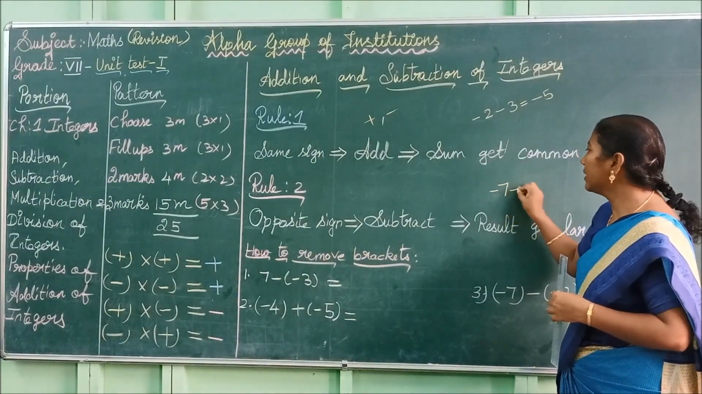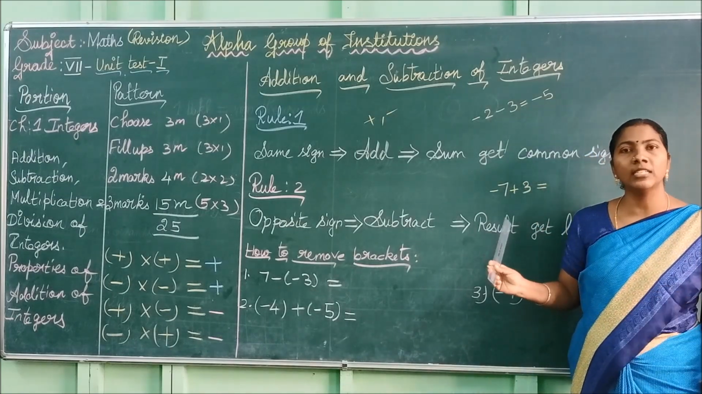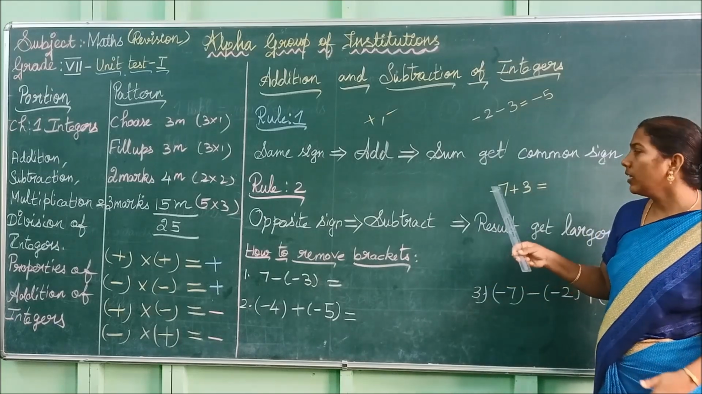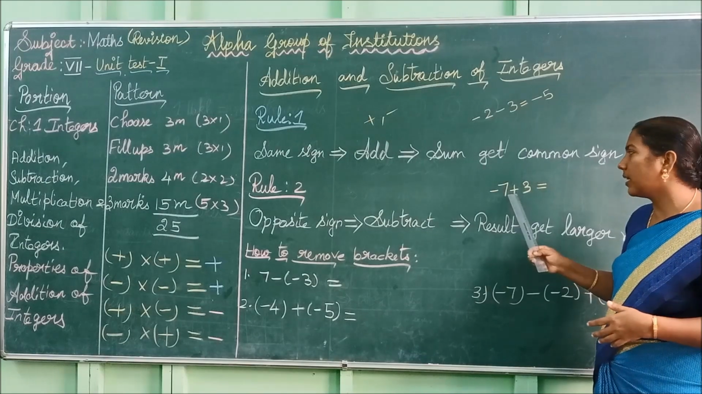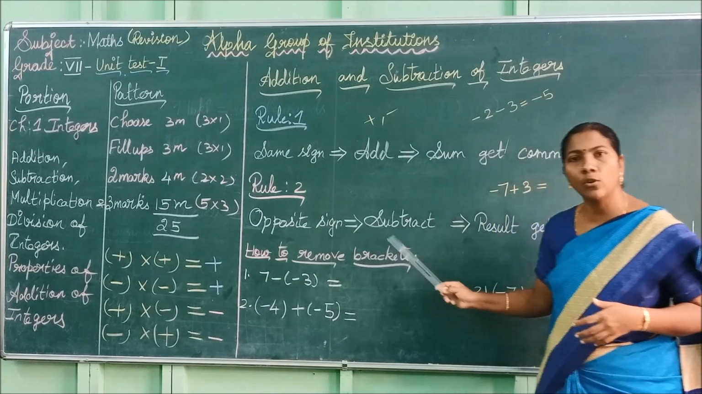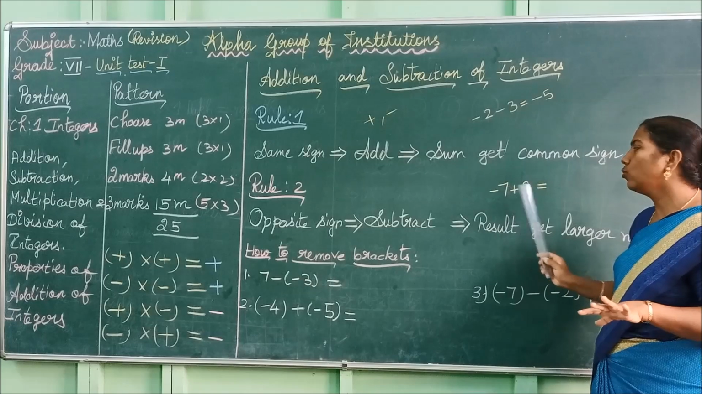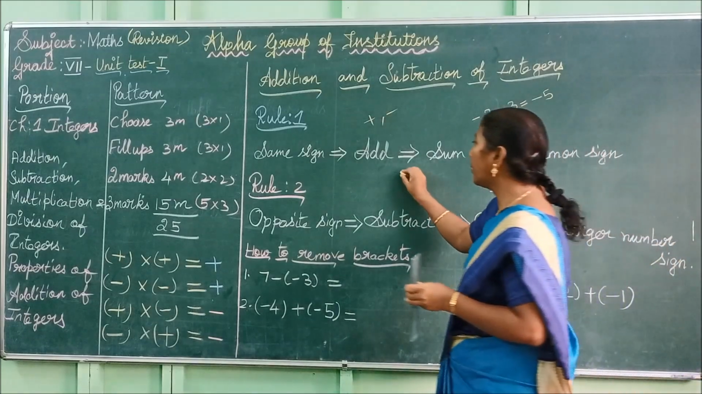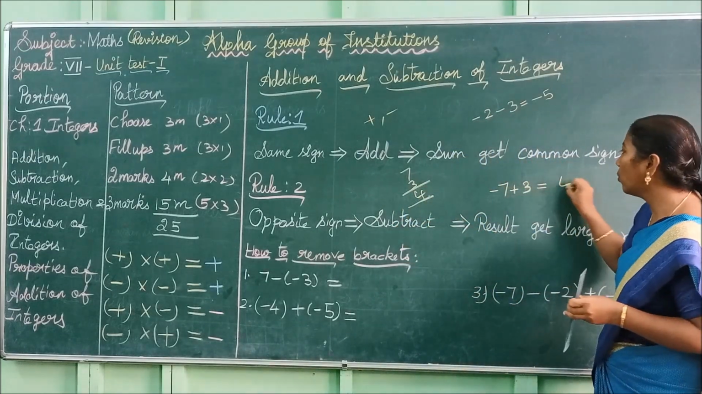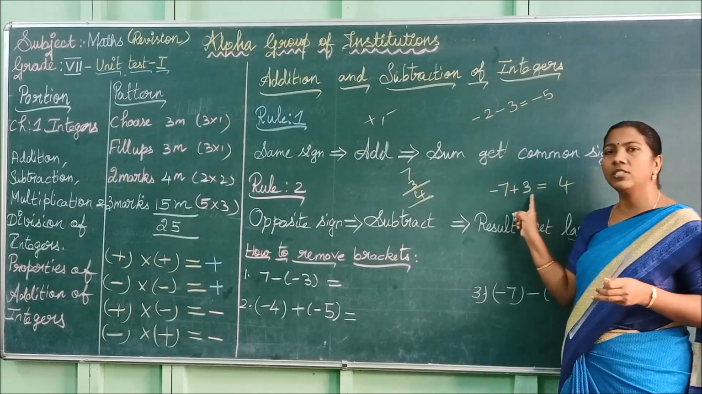See here, minus 7 plus 3. Here we have two integers, 7 and 3. Their symbols are different. One is minus, another one is plus. So according to rule 2, if they are in opposite signs, we have to subtract. How do you subtract? Forget the symbol. Among the two numbers, which is smaller? 3. So subtract 3 from 7. What is your answer? 4. So you get the result as 4. This result gets the larger number's sign. Among these two numbers, which is the larger number?